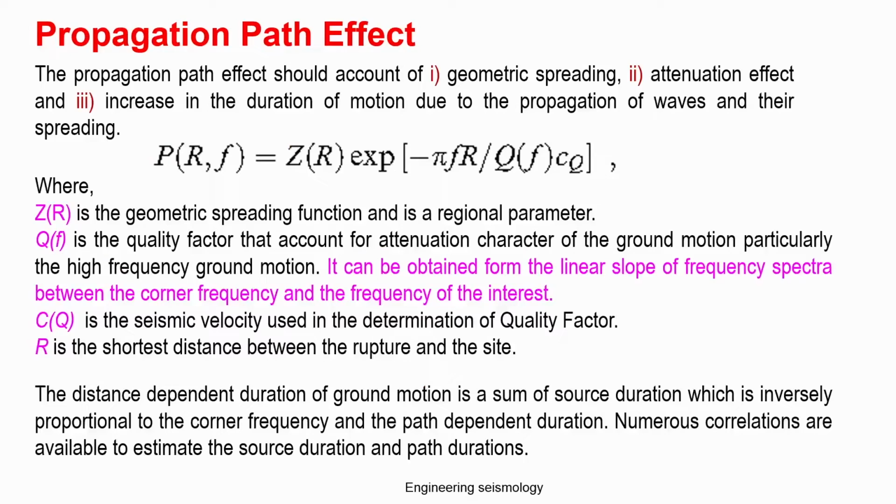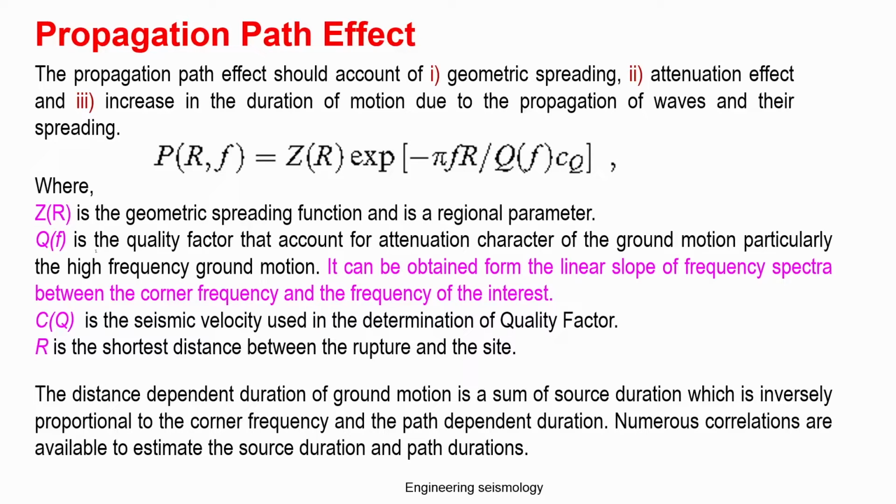Then the next is the propagation path. The path effect should account for geometric spreading, attenuation effect, and increase of duration due to the propagation of waves. As we have seen, when waves travel a very long distance, you will have a long duration, and that has to be accounted for here. So, the path effect P is a function of R and f. R is the distance from the site, preferably the hypocentral distance: Z of R times exponential of minus pi f R divided by Q of f and C Q.